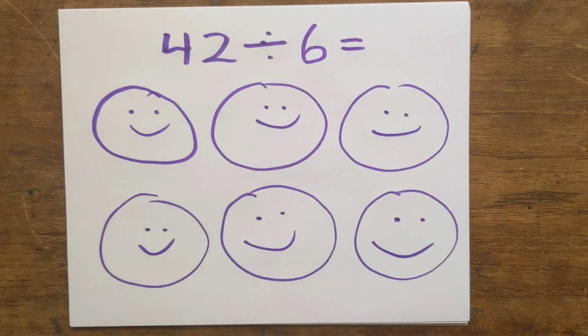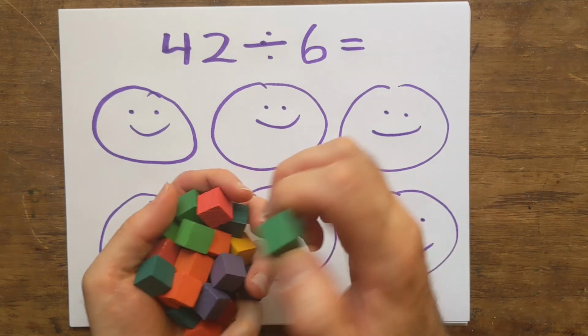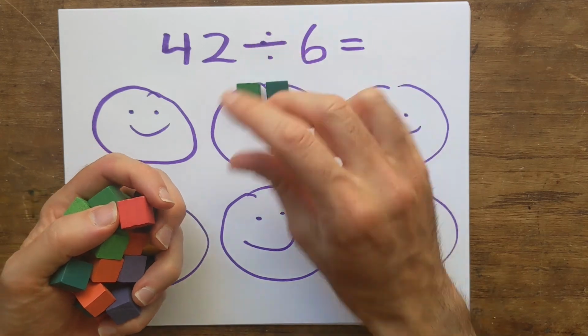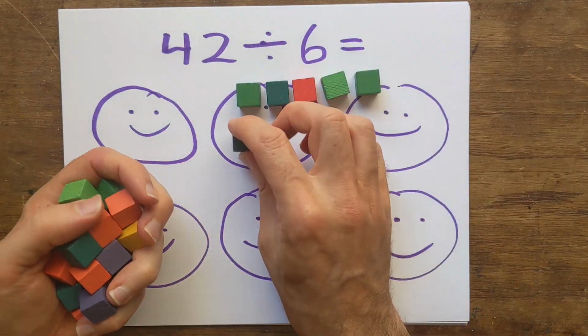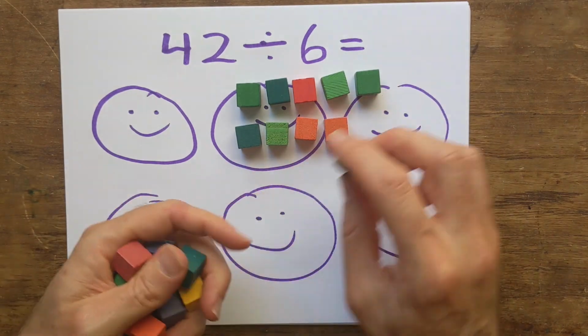Oh, they're so happy because they're going to get grapes. But the grapes are going to taste like blocks. Now I'm going to count all the blocks. I'm going to ignore their faces for now and just put them on top. 1, 2, 3, 4, 5, 6, 7, 8, 9, 10.